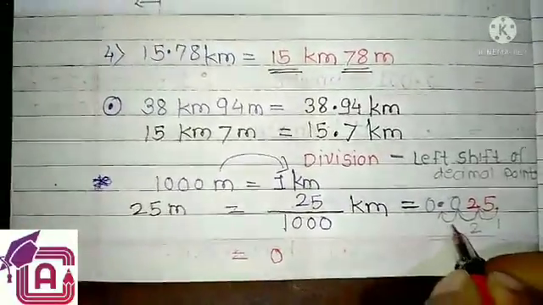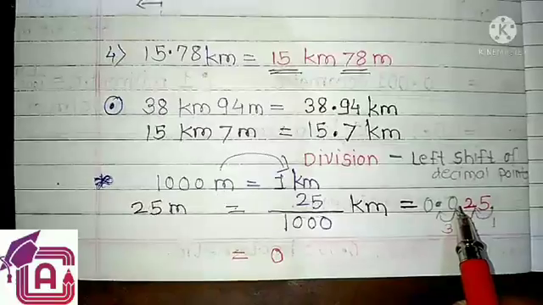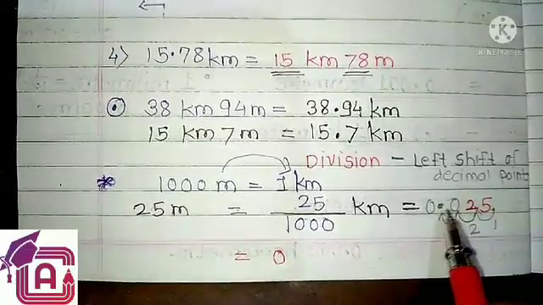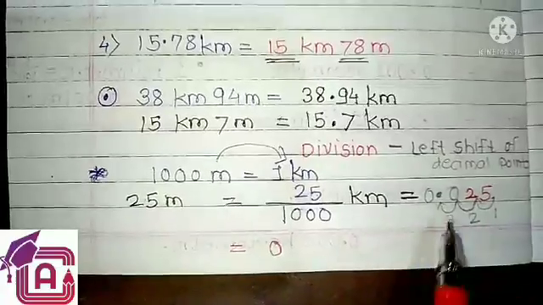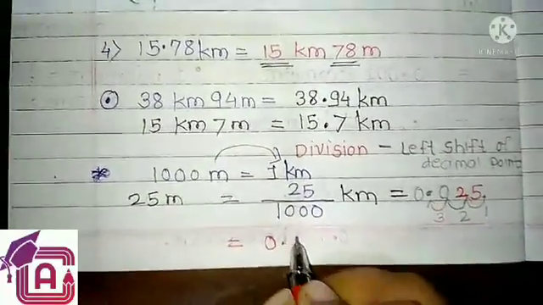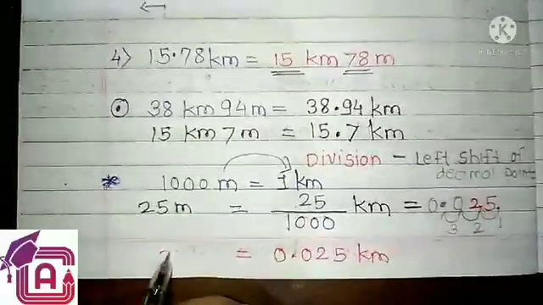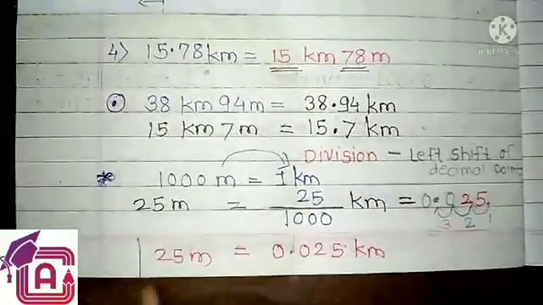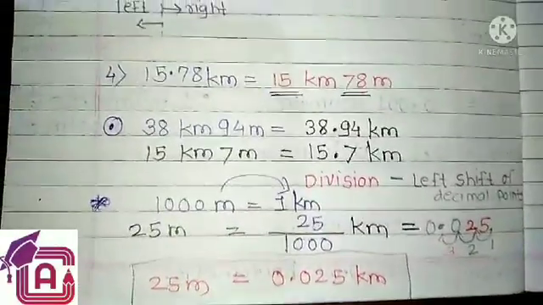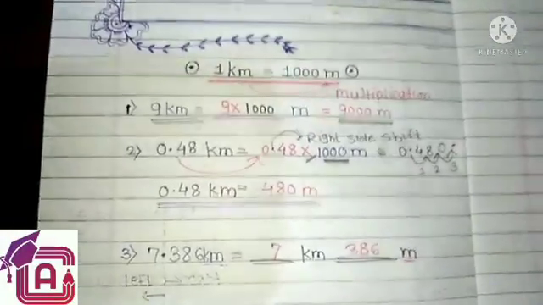This is the third shift. First after 5, then 2, then the number is not there, so 0, and give a decimal point, and after the decimal point the number is not there, so I am writing a 0. 0.025 kilometer. 25 meter is equal to 0.025 kilometer. So in this way you can use a decimal fraction in the conversion of a kilometer to meter or meter to kilometer.